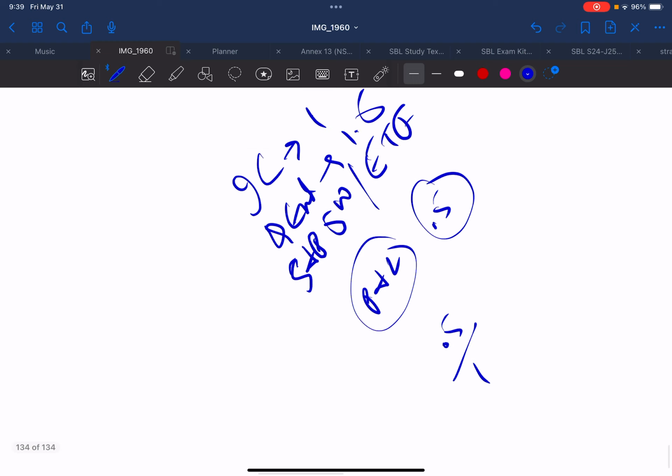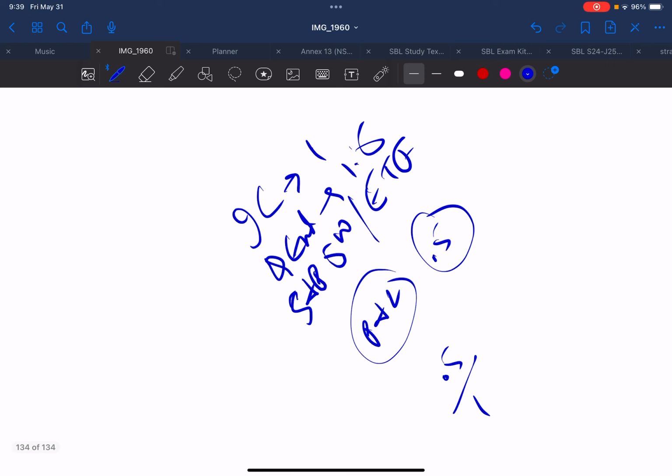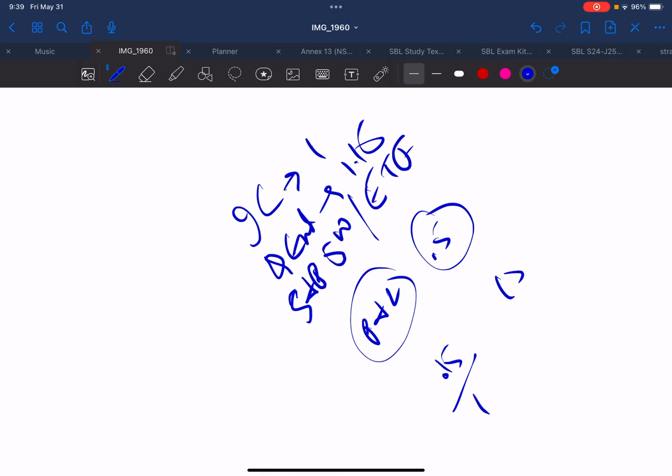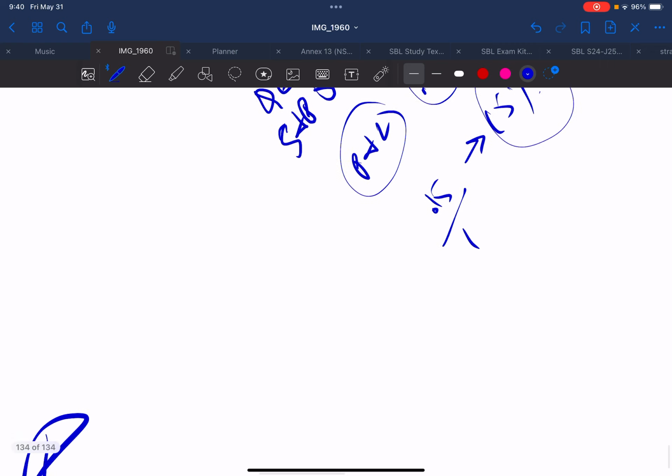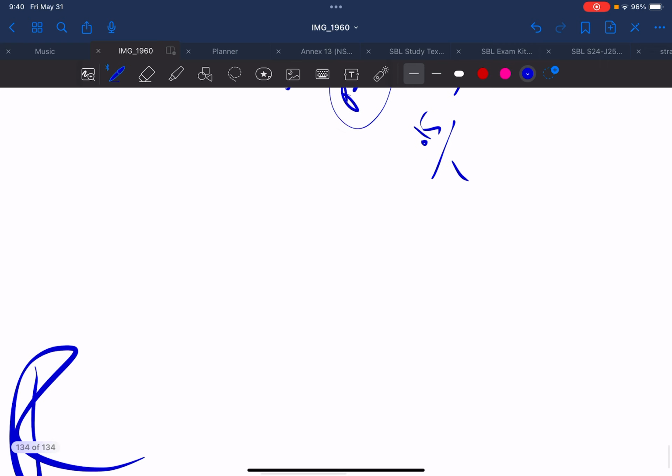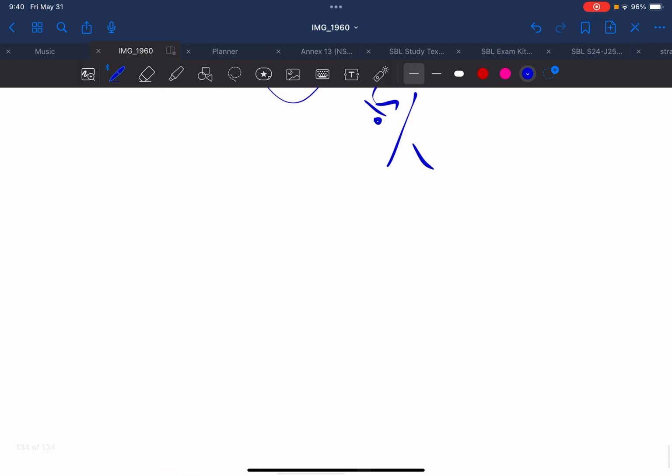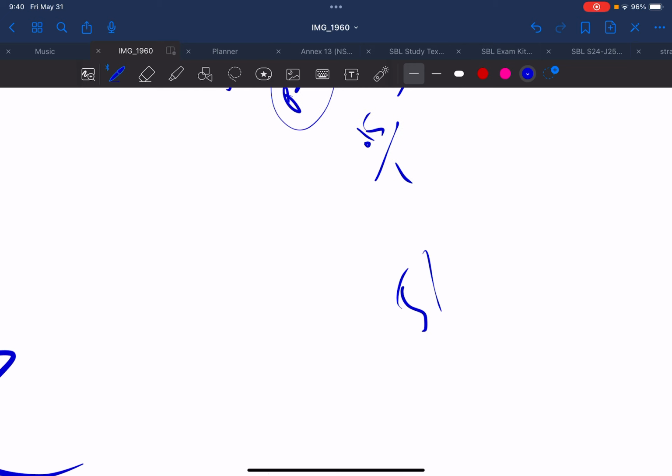Oh my god, it's too much. So let me do 1.15. Now it is good. So it is 0.15, which is 15%, not 50%. It is 15%.